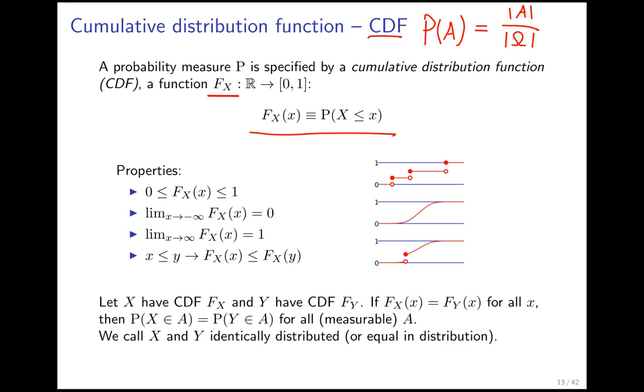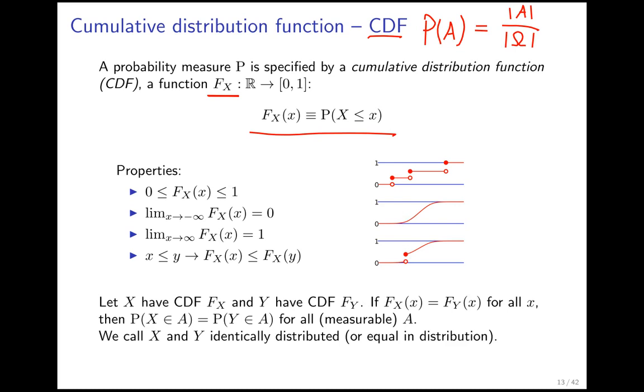Namely, the probability that the random variable X takes a value that is lower or equal to the small x. For example, in the die roll example, F_X of 3.5 is the probability that the die outcome is lower than 3.5. So that actually means the probability of 1, 2, and 3, because these are the only outcomes that are smaller than 3.5.